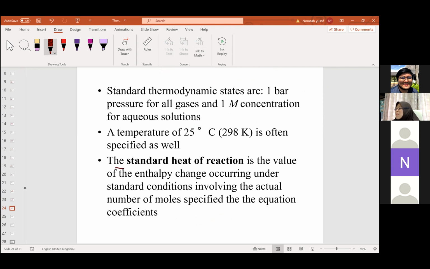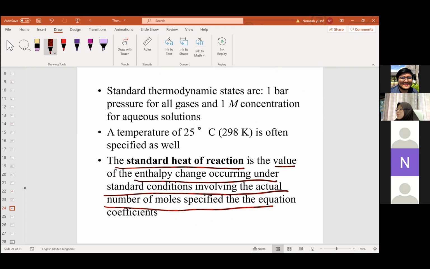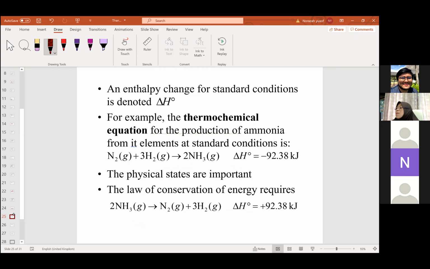Okay, so this is just some terms that you have to know. What is the meaning of standard heat of reaction? It is still heat of reaction, but it is the value of enthalpy change under standard condition, involving the actual number of moles. And for standard enthalpy, we have what we call delta H naught. So when we have this delta H naught, it means that it is a standard enthalpy.